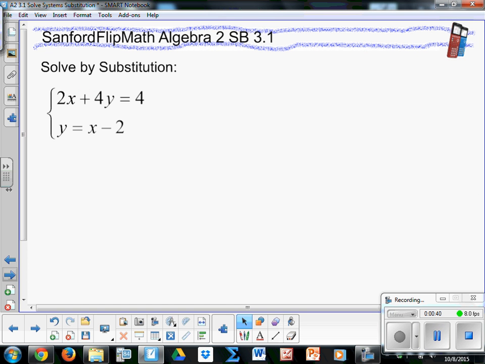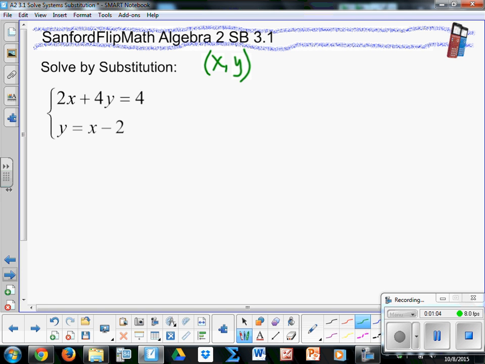Here's an example of a system. We want to find the values that make all of these equations true. And in order to make these equations true, we need to have both an x value and a y value, because we have x and y, we won't know if it's true unless we can fill in both of them. This video is going to focus specifically on solving systems by substitution.